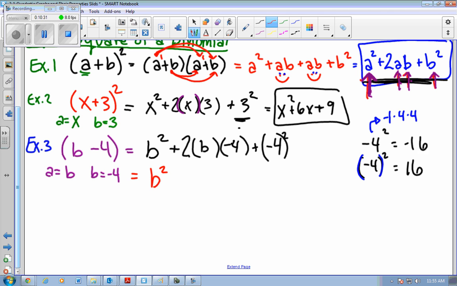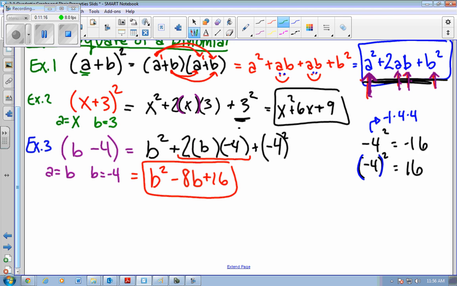So if we simplify now, we get b squared. 2 times b times -4. Fernando, what's 2 times b times -4? So do the numbers at least. What's 2 times -4? And then we just have a b. So -8b plus -4 squared. Tony, what's -4 squared? Positive 16.